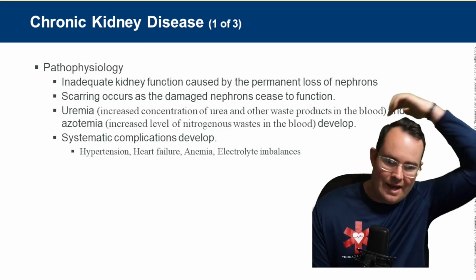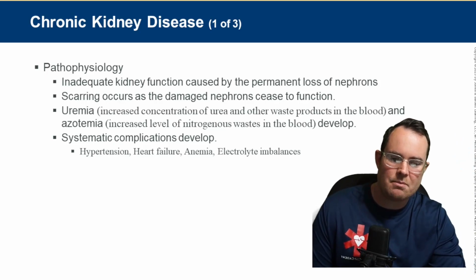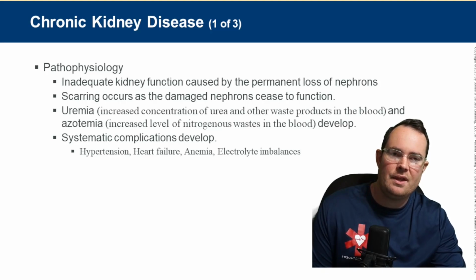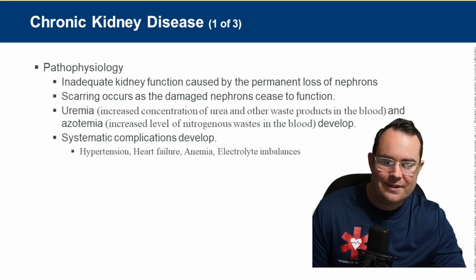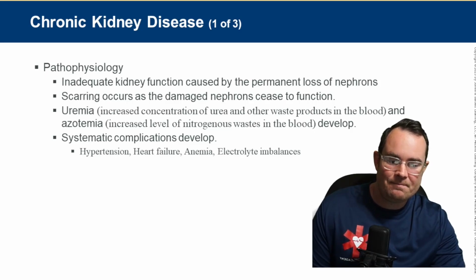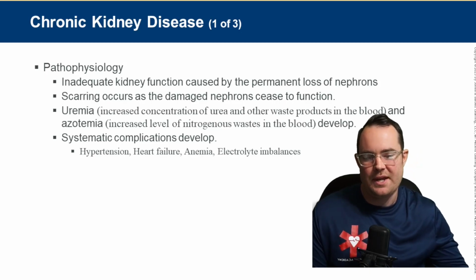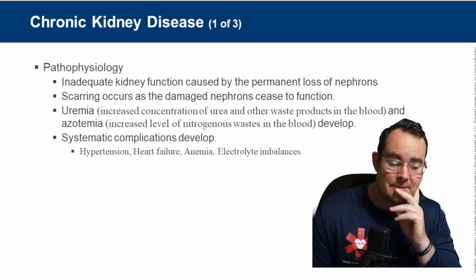Scarring occurs as the damaged nephrons cease to function. So that term uremia got brought up earlier. It says increased concentration of urea and other waste products within the blood. And azotemia, I hope I said that correctly, increased level of nitrogenous waste within the blood that can develop. So, not good. Says some systemic complications will develop: hypertension, heart failure, anemia, and electrolyte imbalances.